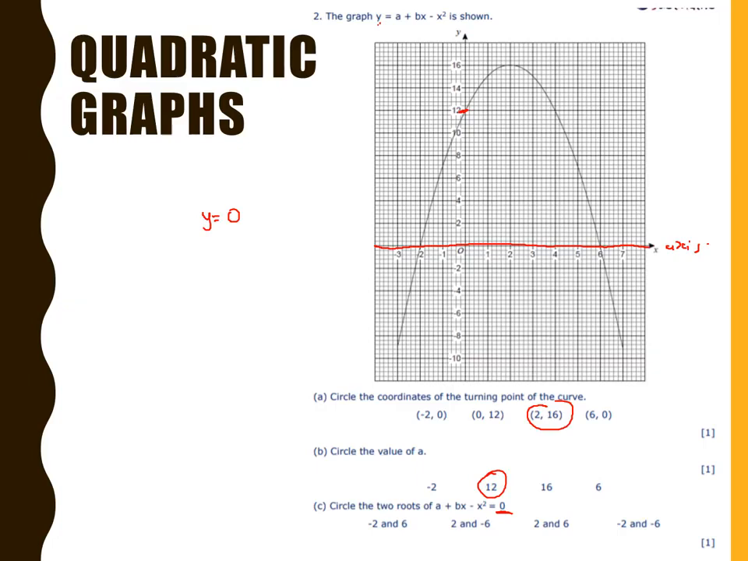And so when it says give the two roots where a plus bx minus x squared equals 0, what they're telling you is give me the points where the graph crosses the line y equals 0, or the x-axis in this case. So it's -2 and 6, which is this one. Be careful, they all look similar. Make sure you get that point. It's a 3-mark question.